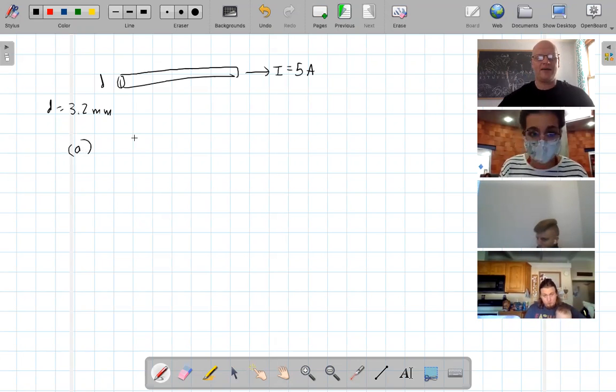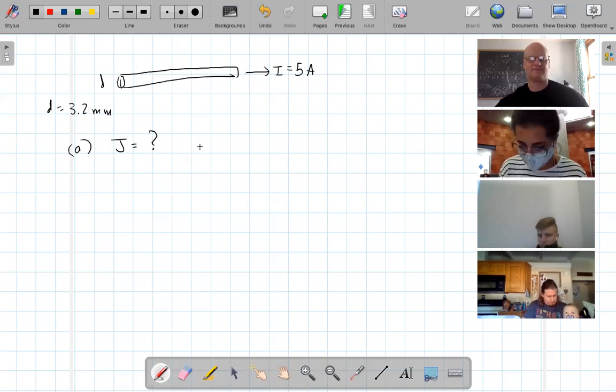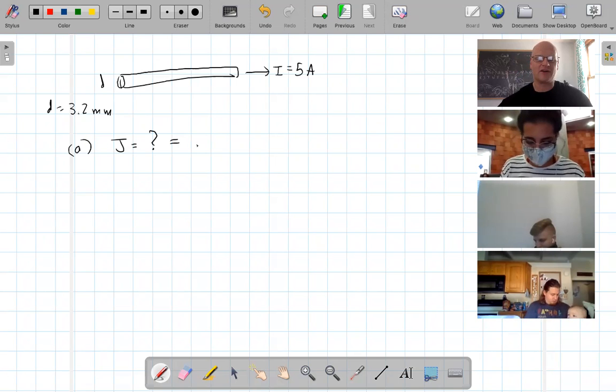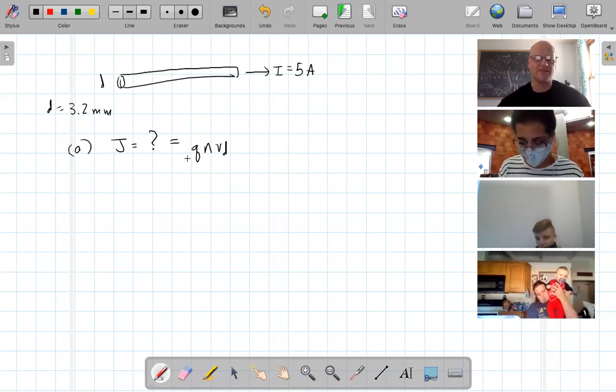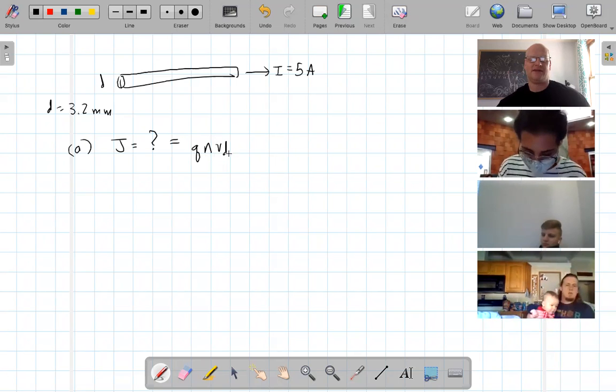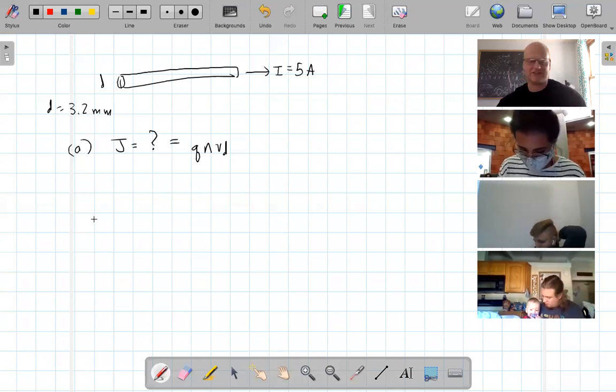So for part A, we want to know, what is that current density? What's the magnitude of that current density? Well, we now know 2 things. The current density is going to be the charge of the charge carrier times the number density times the drift velocity. But to use this, we need to know what N is, which we can look up because it's copper. We need to know what Q is, which we also know because it's an electron, so we know the fundamental charge. But we need to know the drift velocity, and part B is asking for the drift velocity. So we don't actually know that quantity.